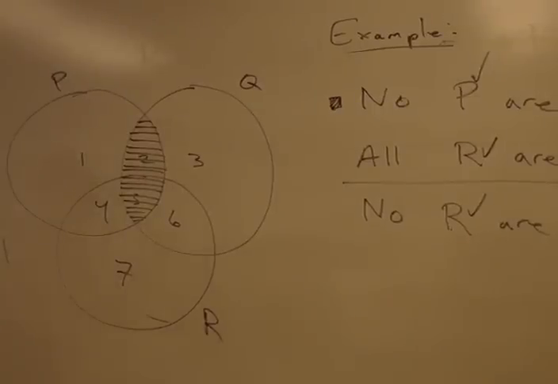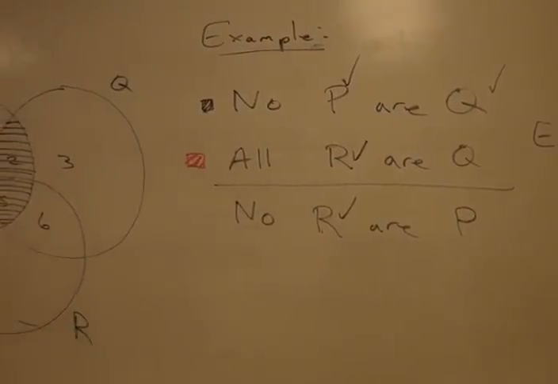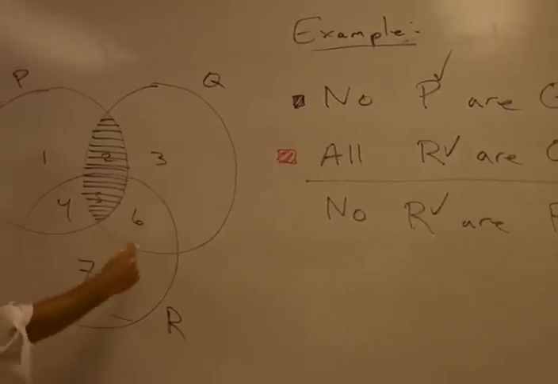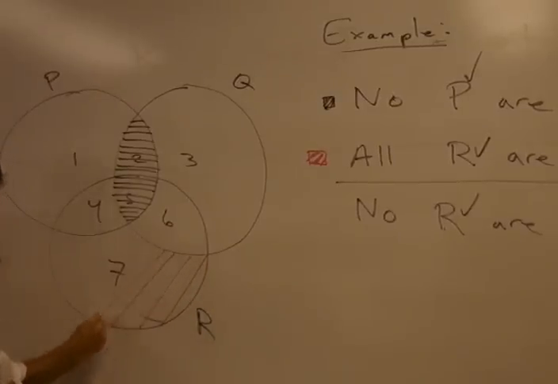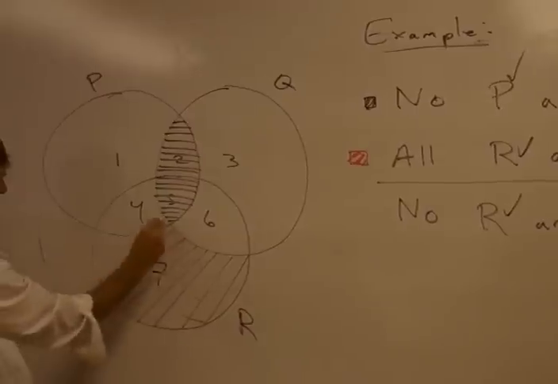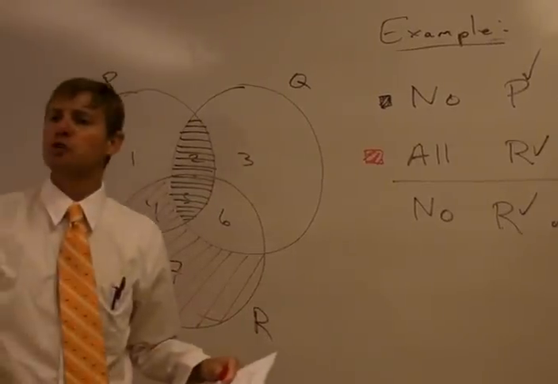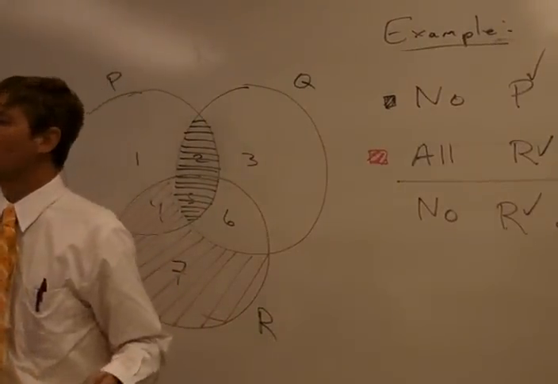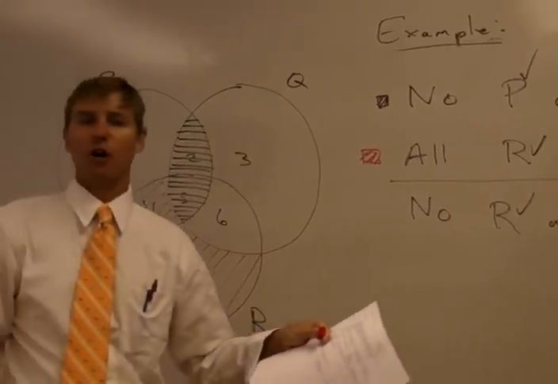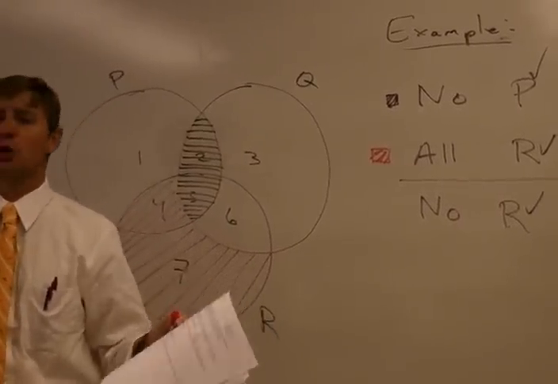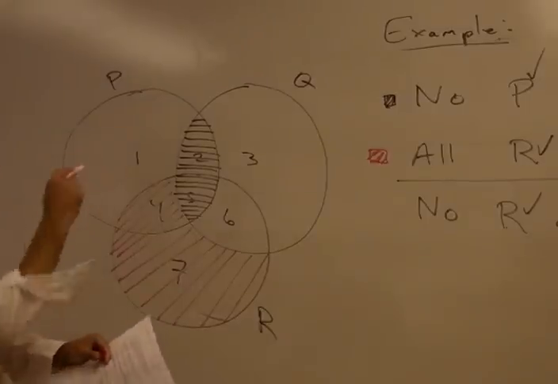Our second premise, all R are Q. Here's R. All R are also in Q. So we're going to be shading sections 4 and 7. Now the good news about these universal premises, you'll notice that we end up shading in a fair amount of geography, or real estate if you prefer. So there's good odds that we're going to be excluding a fair number of classes of things here.